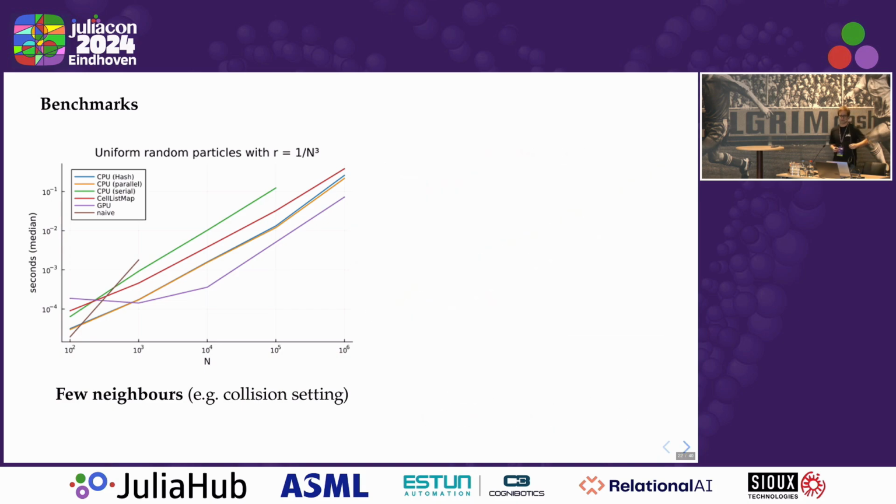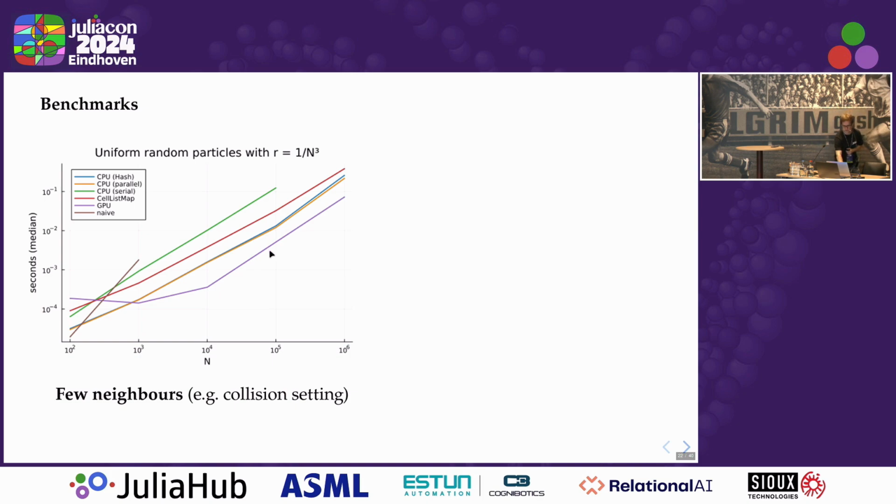The benchmarks here are as follows. If you have uniform, very dense particles with not many neighbors, then you can see, comparing basically the CPU serial performance to CellListMap, we gain, and then using the package I implemented gains a little bit of extra performance, and we see that it doesn't matter if we use the bounded grid or the hash grid, both of them perform equally well.